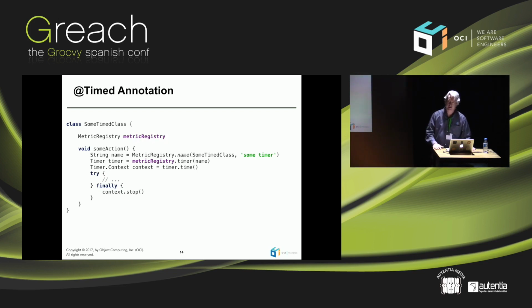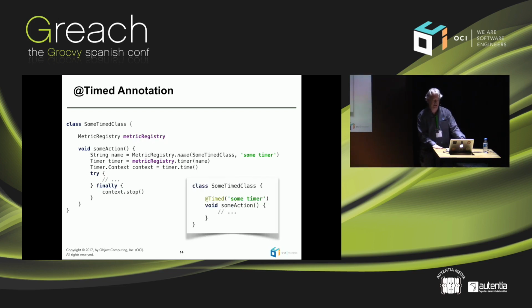So in the try block is the stuff that you want to measure. You want to know how long this is taking, right? So that's what this might look like if we weren't using any explicit support from the plugin.